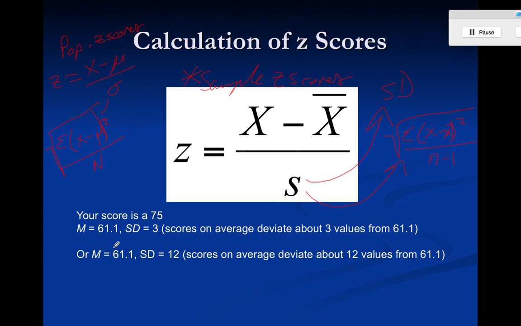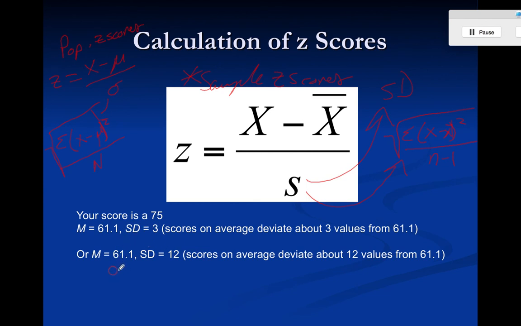So here the purpose of a z-score, again, is to tell you exactly the distance from the mean that your raw score is in terms of standard deviations. Let's first try out this particular scenario, and then we're going to go with the other scenario and compare the two. Because the only difference between both of these scenarios is that in one case our standard deviation is equal to 3, in another case it is equal to 12.